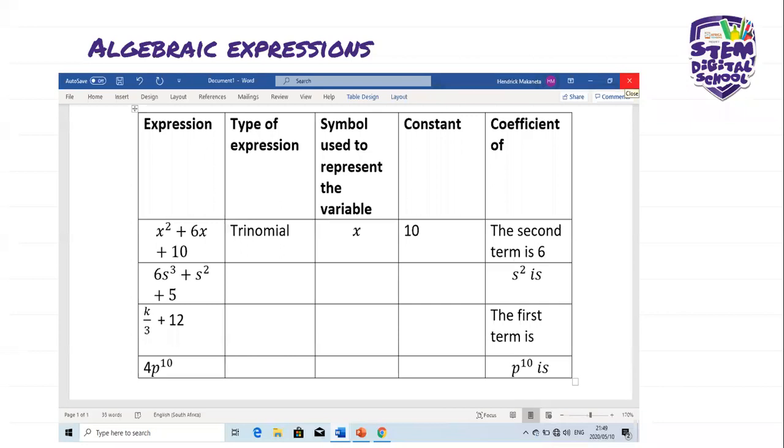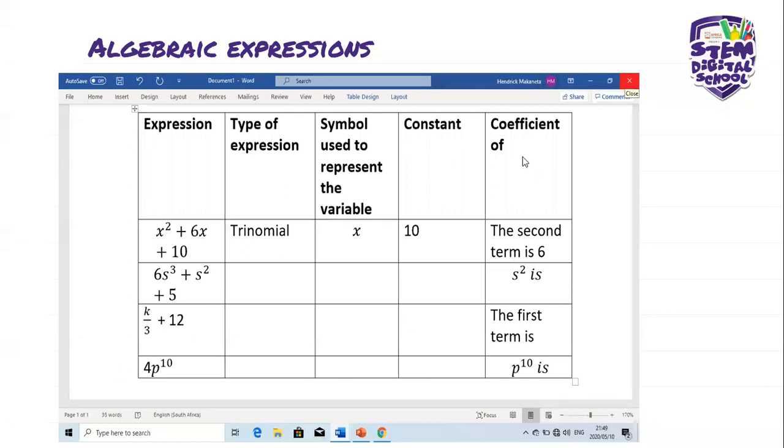What is the symbol that is used in this particular instance? You can tell, surely you can tell me what a symbol is. This should be easy. What is the symbol? Buhle? What is the symbol that is used there? The symbol is K. So K is our symbol. Is there any constant? Yes, there is a constant. What is the constant? The constant will be 12. So you can see that our constant there is 12.